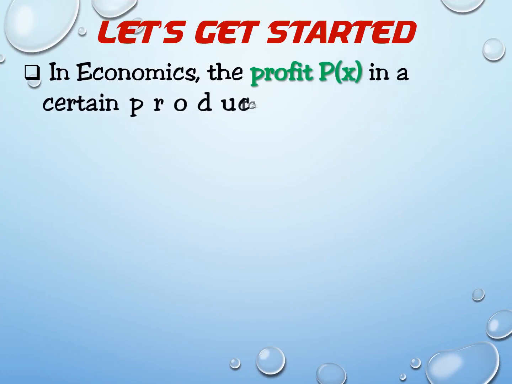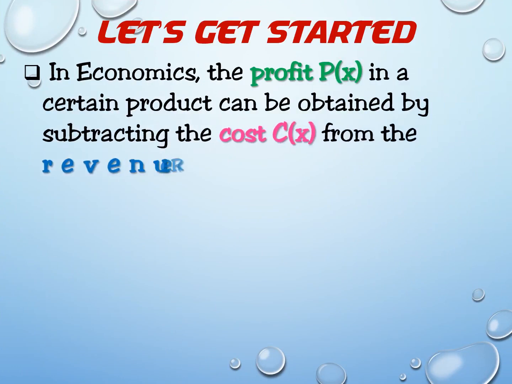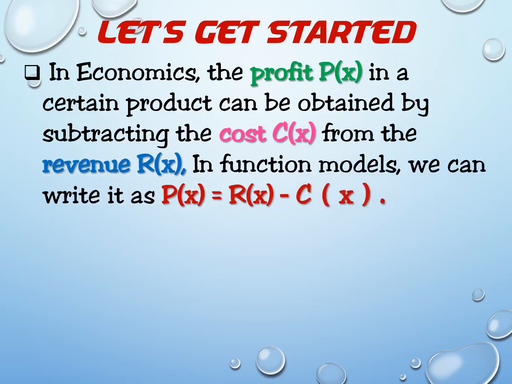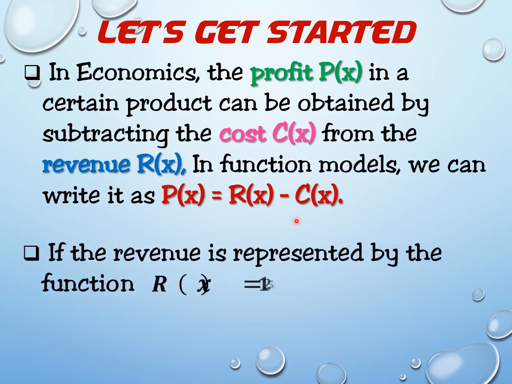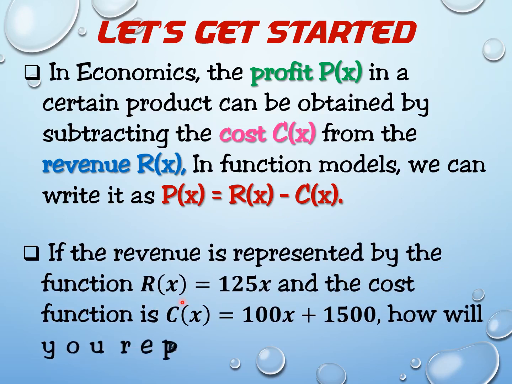Okay, let us start. In economics, the profit in a certain product can be obtained by subtracting the cost from the revenue. So here, the profit is represented by P of x, cost by C of x, and revenue by R of x. So using function models, we can write this as P of x is equal to R of x minus C of x. If the revenue is represented by the function R of x is equal to 125x, and the cost function is C of x is equal to 100x plus 1,500, how will you represent the function for the profit?